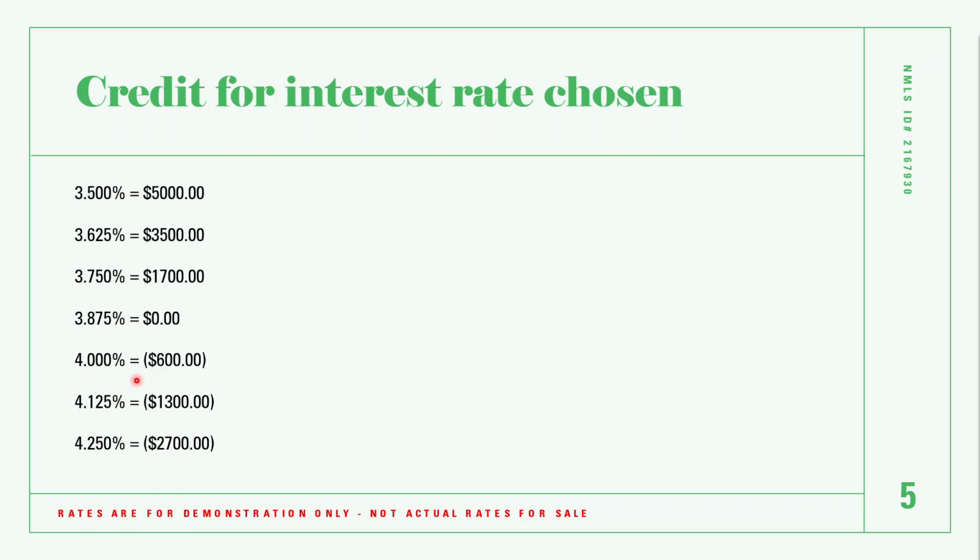You choose a 4%, you'll get a $600 credit, and that'll take a chunk out of those $2,000 in fees. This rate, get a $1,300 credit, and that'll take care of over half of those fees. And this rate, you'll get a large enough credit to take care of all of those fees. So that's how you pay for those fees with a credit for interest rate chosen.